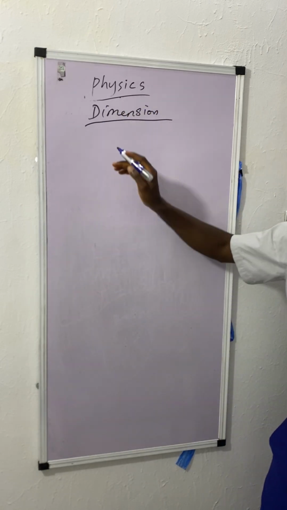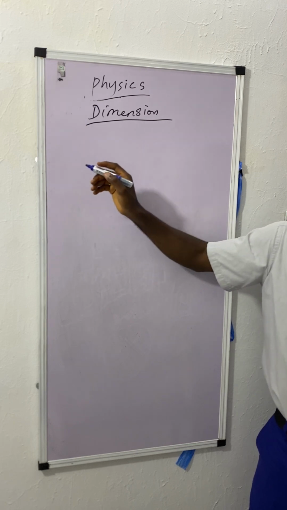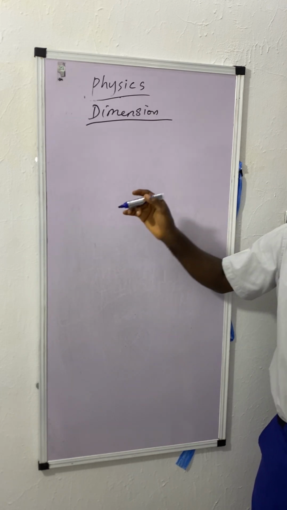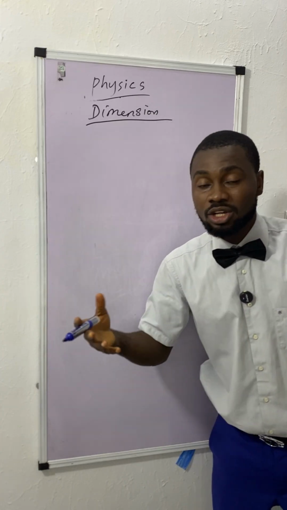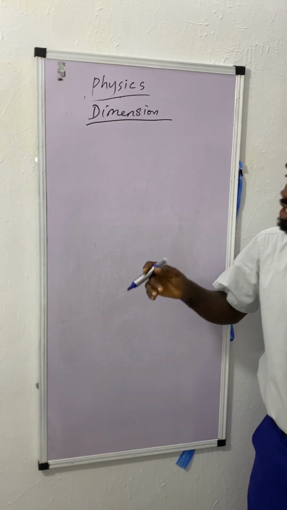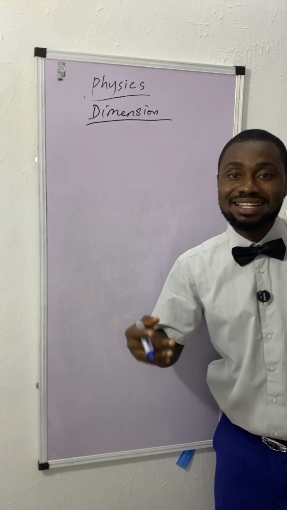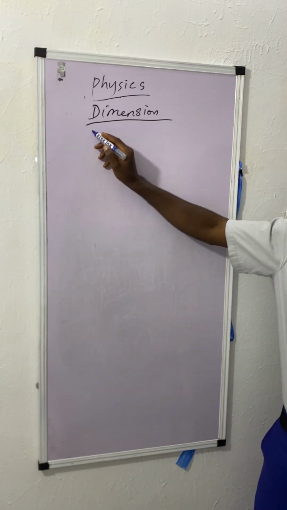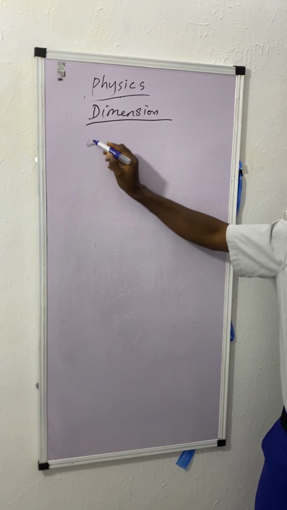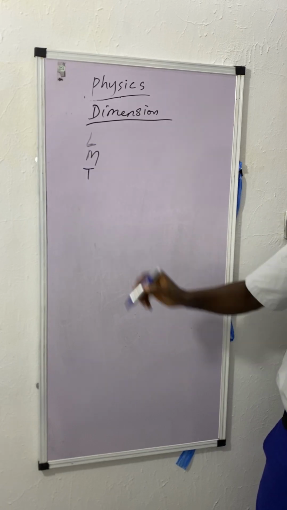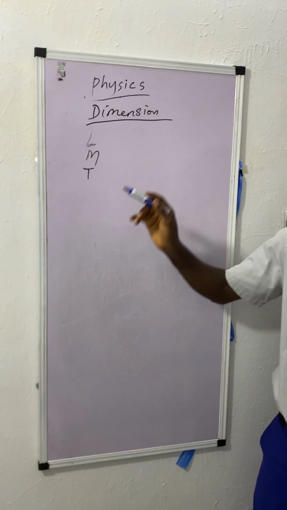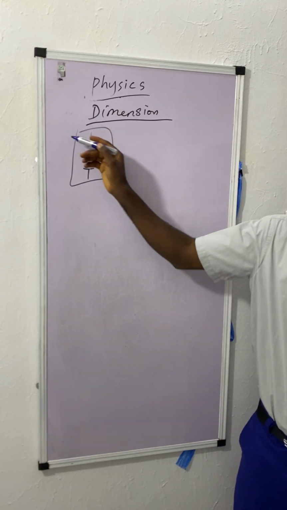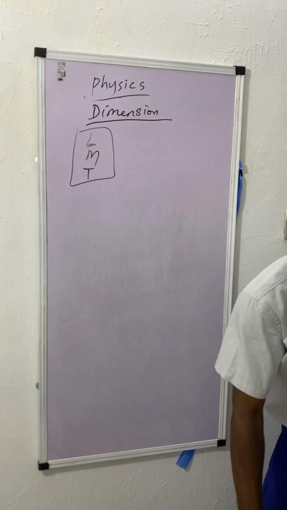Dimension says turn a derived unit to fundamental units. Or turn a derived unit to fundamental quantities. Use fundamental quantities to represent a derived unit. What are the key fundamental quantities? Those three key fundamental quantities are length, mass, and time. So turn everything correspondingly to length, mass, and time. That is dimension. That's what dimension is all about.